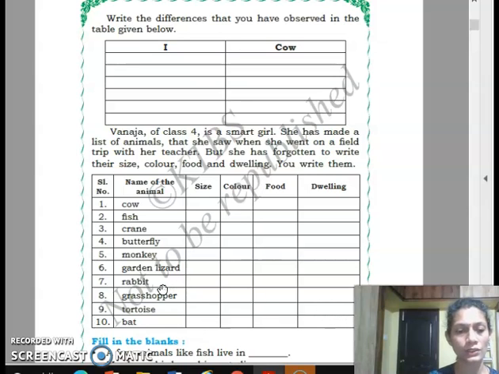You know that tortoise lives on land and water both. You know that, right? Now, bat is an animal. It is not a bird. What is bat? What do you call that in Tulu? It is bavali, isn't it?